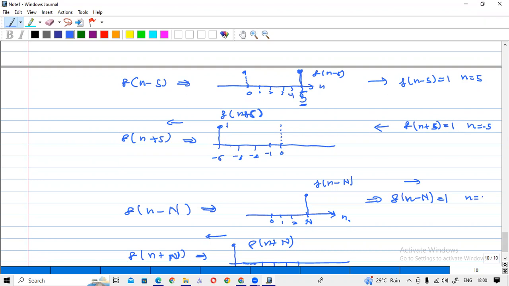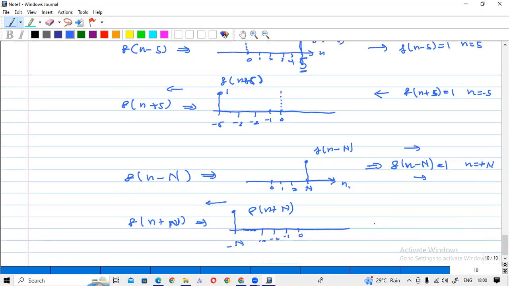What is the sample number here? It is shifting to n, to this side. Yes, very good. It should be plus n. Okay. And here, if I write n plus capital N, where this is, if it is equal to 1, when the n is equal to what? Yes, it should be minus n. Okay, this should be minus n.